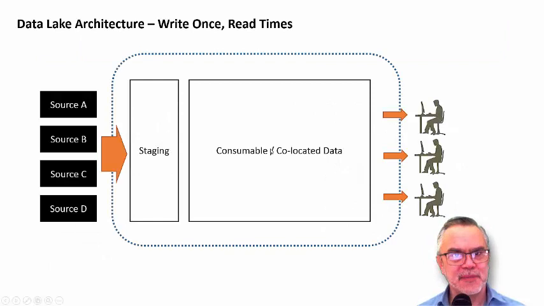Well, in a data lake architecture, you're trying to really enforce write once, read many, many times. So data comes into a staging layer, and then automatically it goes into the data lake pretty much as it is, and it's consumable right there at the moment it lands. It's also co-located with data from other systems.